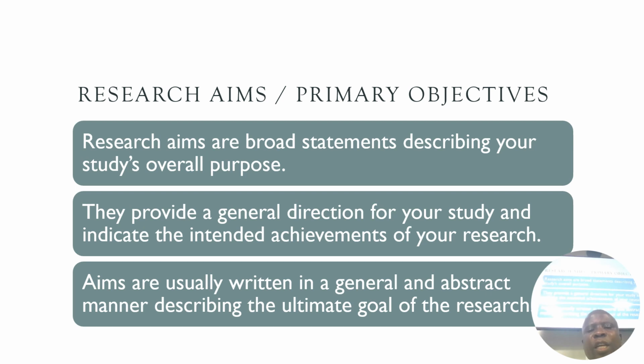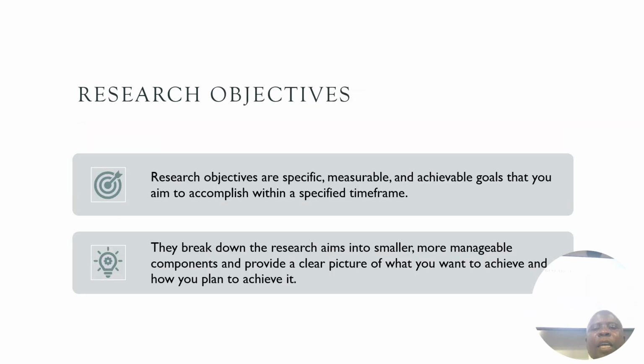So let's talk about research aims. They are broad statements describing the overall study's objectives, and they are very general, or they provide a general direction of your study, and they are also written in an abstract manner or in abstract terms. Then the objectives are actually the direct opposite of aims. Objectives are specific, measurable, achievable goals that you aim to accomplish within a specified time.